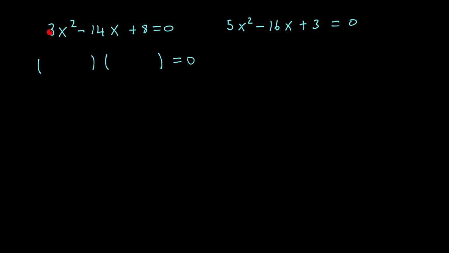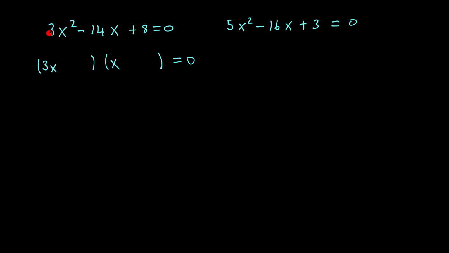Now the factors of 3x squared: 3 is a prime number, so the only factors we'll have are 3x and x. And we need to get two numbers that, when we multiply them together, give me 8, but will give me 14x. Of course, there won't be any two numbers that would allow us to do that, because we need to take into account the 3x as well. So we look at the factors of 8.